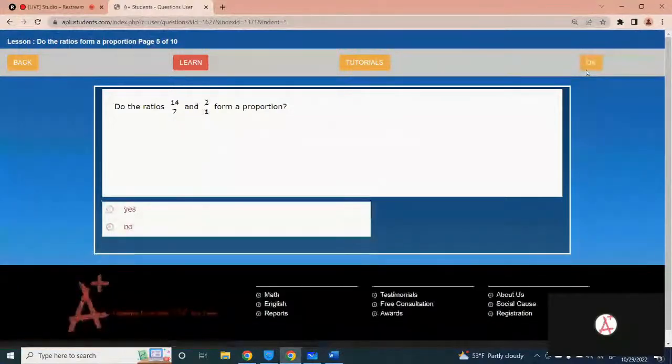Okay, do the ratios 14 by 7 and 2 by 1 form a proportion? The smaller denominator is 1 and the greater one is 7. So you have to make the smaller denominator equal to 7. That means you have to multiply the fraction by 7. So it would be 2 times 7 is 14. The answer is yes. Got it? They form a proportion because they are equivalent. The answer is yes.